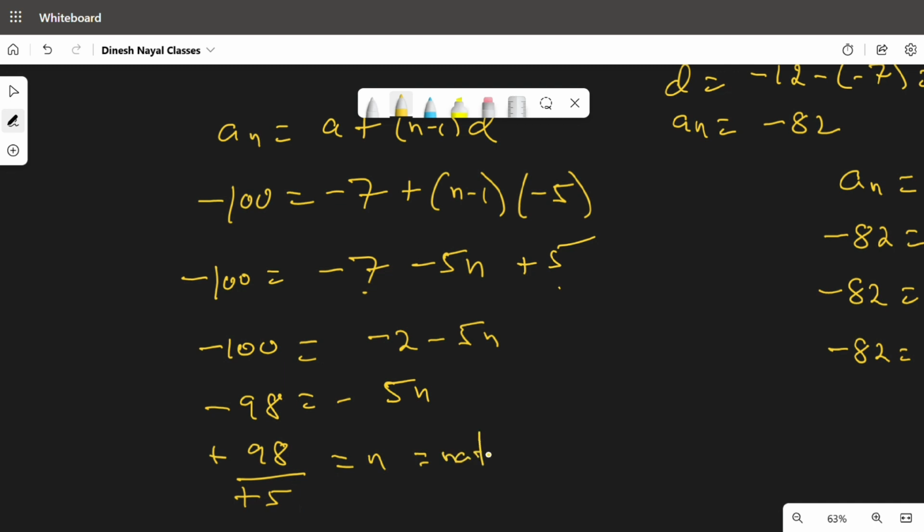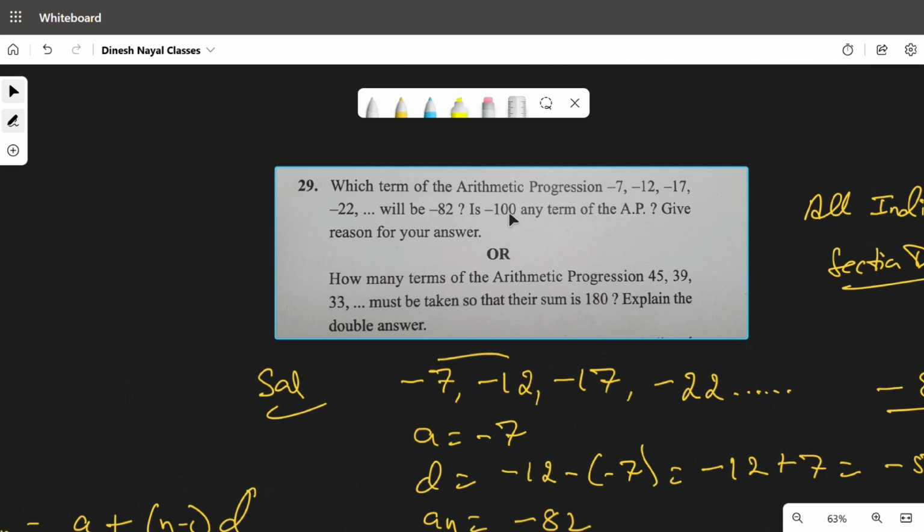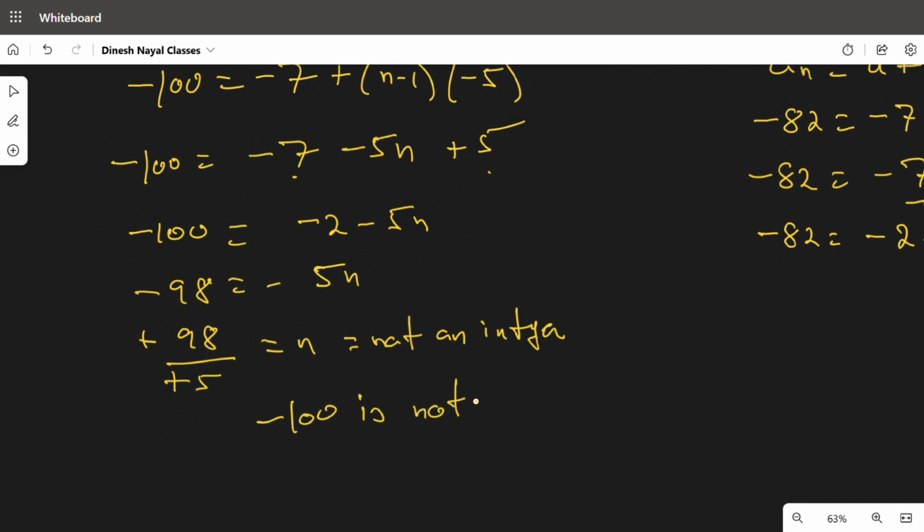So this is not an integer. So minus 100 is not a term of an AP. There is no term whose value is minus 100. What you are going to write is: since n is not an integer, hence minus 100 is not a term of the AP. There is no such term whose value is minus 100.